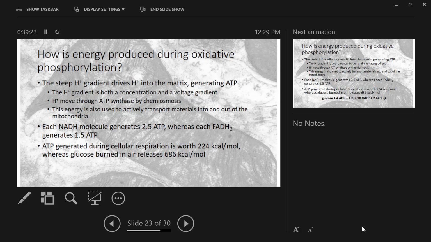Okay? So we're like, all right, that's 3 times, more than 3 times the amount of energy. This is why we don't burn glucose inside of our cells. Okay? Just too much energy being produced.